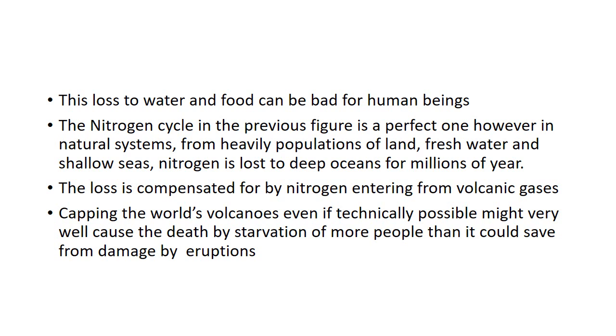The nitrogen cycle, which has been shown in the previous slides, is a perfect one. However, if you consider a heavily populated area, either of land, freshwater or shallow seas, nitrogen is lost to the deep oceans for millions of years, and a perfect nitrogen cycle may become acyclic because of mismanagement. This loss is compensated for by nitrogen entering from volcanic gases.